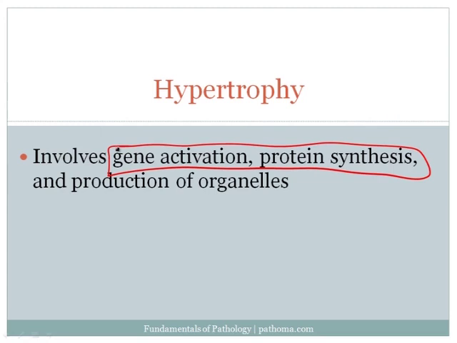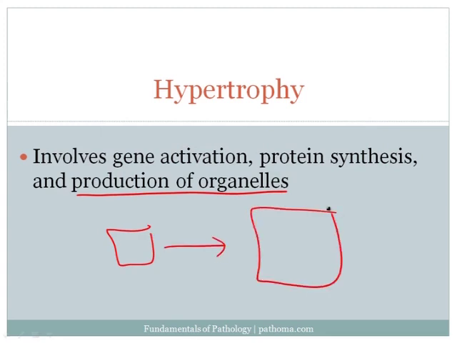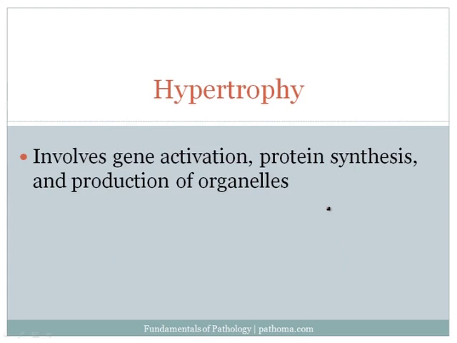Another important thing that will have to occur in hypertrophy is the production of organelles. If the cell is going to go from this size to this size, then it's going to need the organelles that are necessary for cellular function. For example, mitochondria is important for cellular function, and so you will need to increase the number of mitochondria in a cell if we increase its size. So production of organelles is also an important mechanism of hypertrophy, and both of these go hand in hand. So that's why I say here in your text that hypertrophy involves gene activation, protein synthesis, and production of organelles.